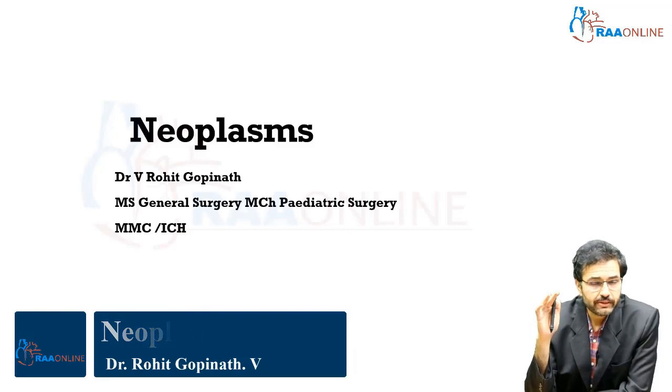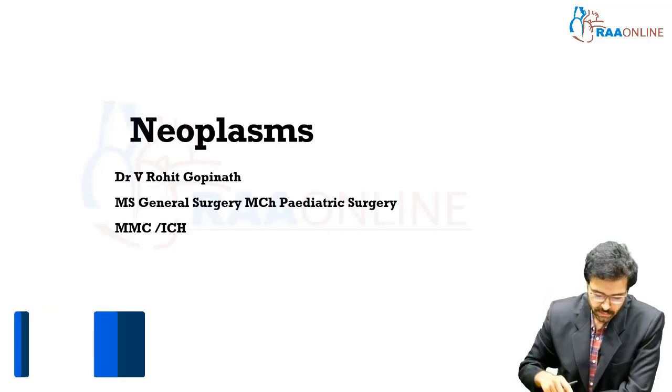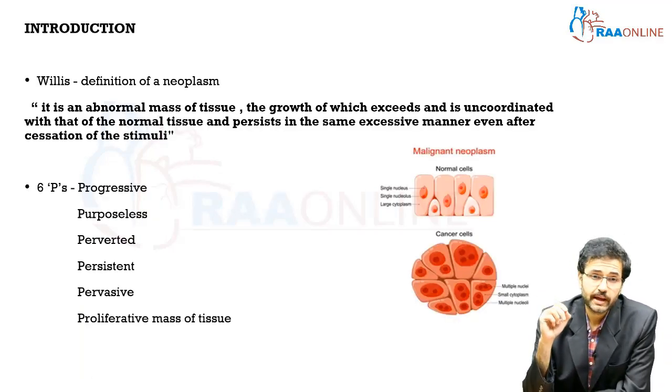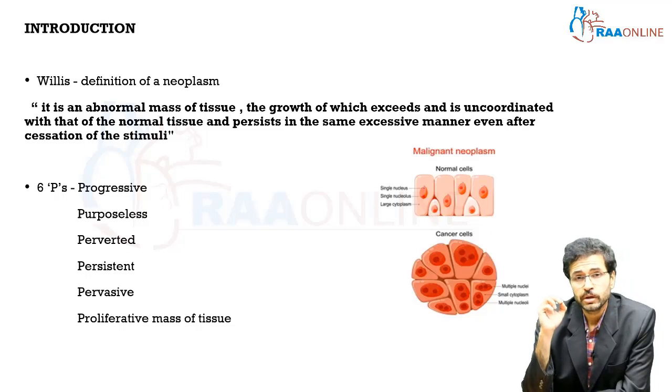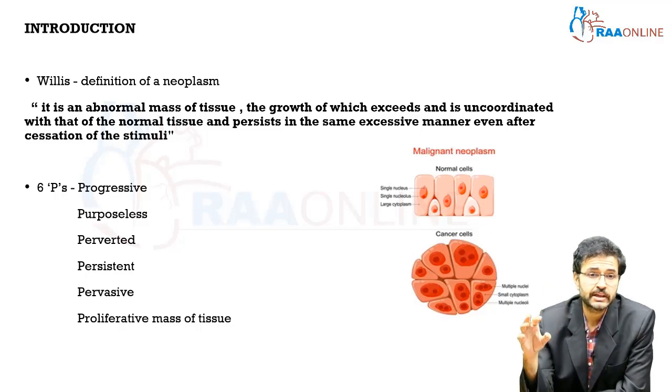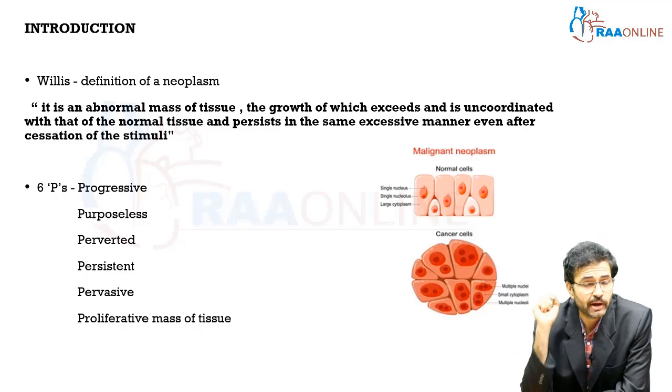Today I'll be giving you a basic introduction on neoplasms. Now, Willis defined neoplasm as an abnormal mass of tissue, the growth of which exceeds and is uncoordinated with that of normal tissue and persists in the same excessive manner even after the cessation of a stimuli.